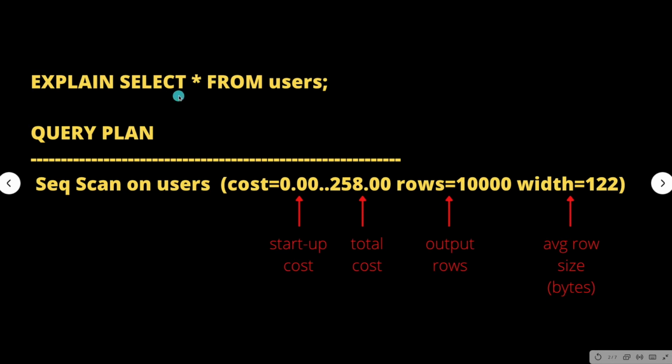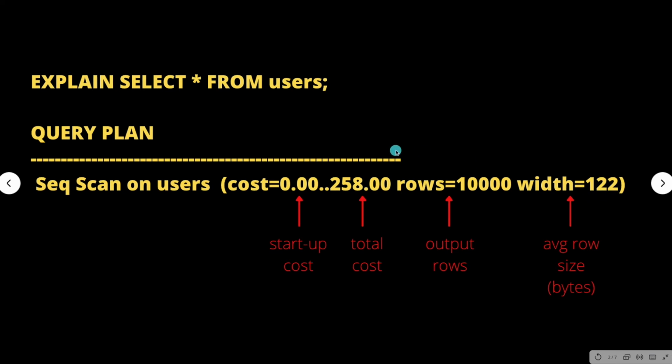So because we do a select star from users, it's going to return all the rows from the users table, and you can see here is 10,000 rows for that table. And the width is basically the average size of each row in bytes. So each row of the users table is around 122 bytes.